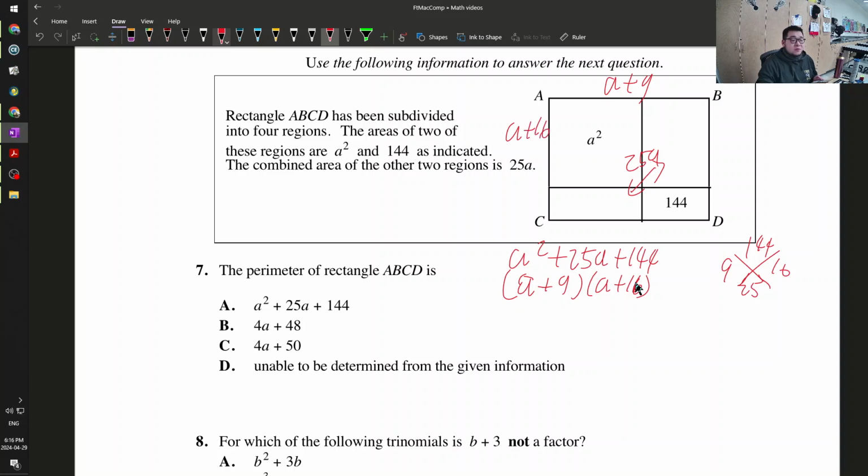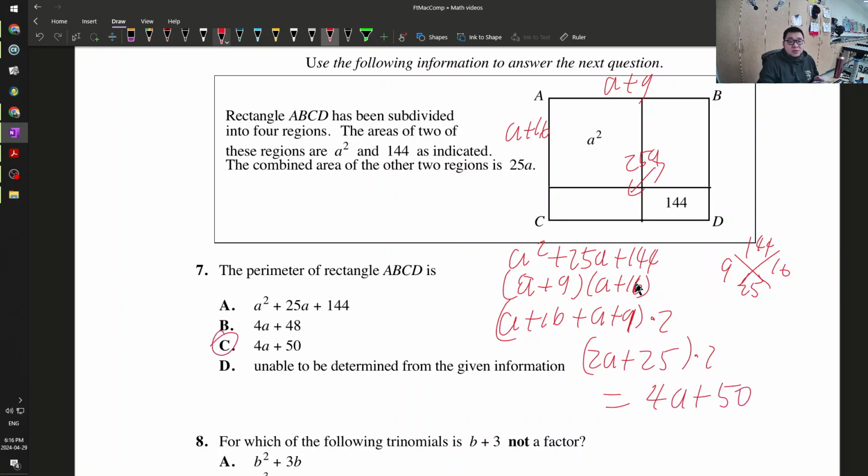What is the perimeter of a rectangle? Add these two sides up and multiply by 2. So a plus 16 plus a plus 9, and then times 2. So 2a plus 25 times 2, which is equal to 4a plus 50. 7 is C.